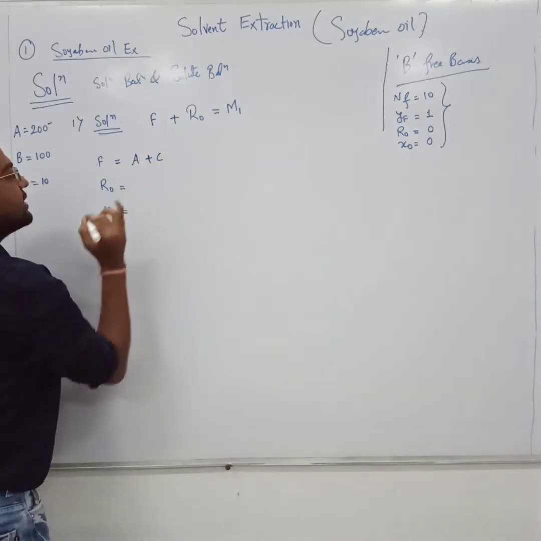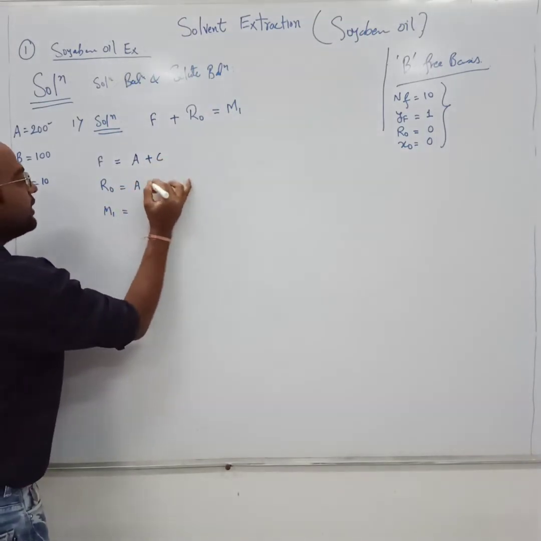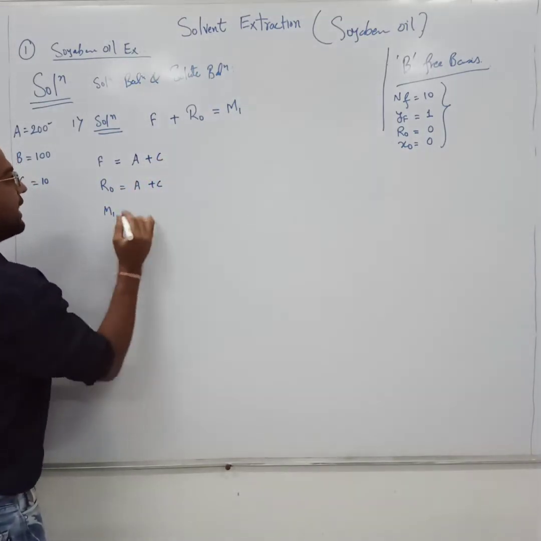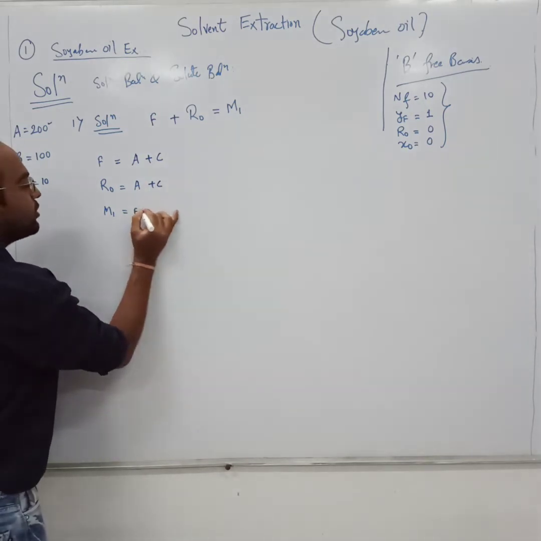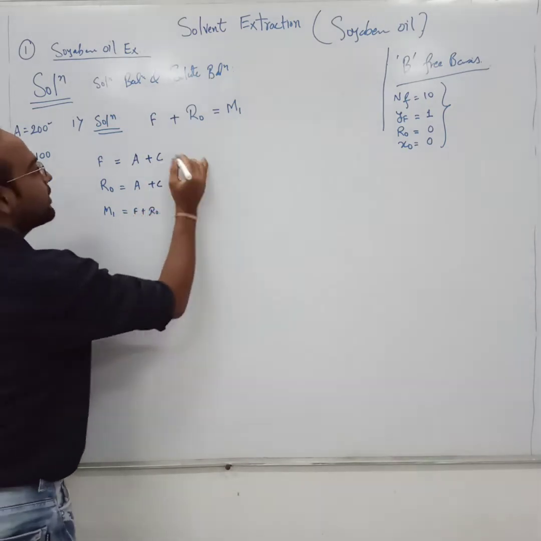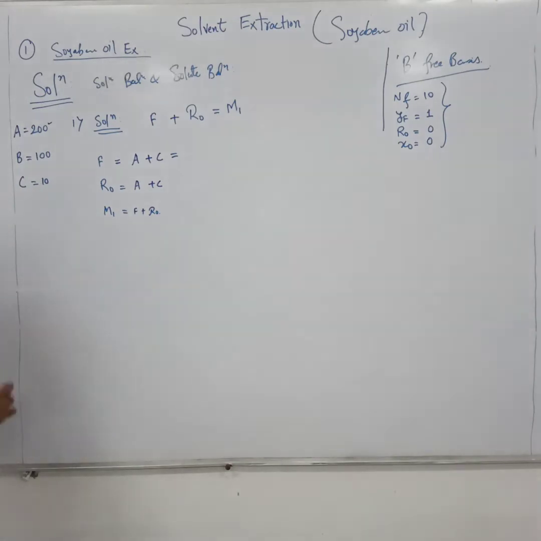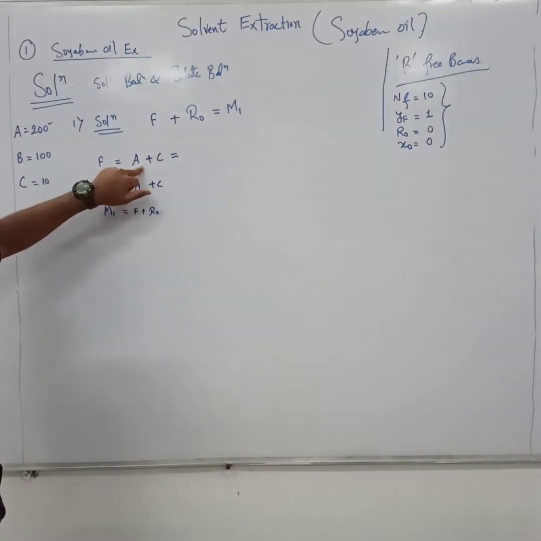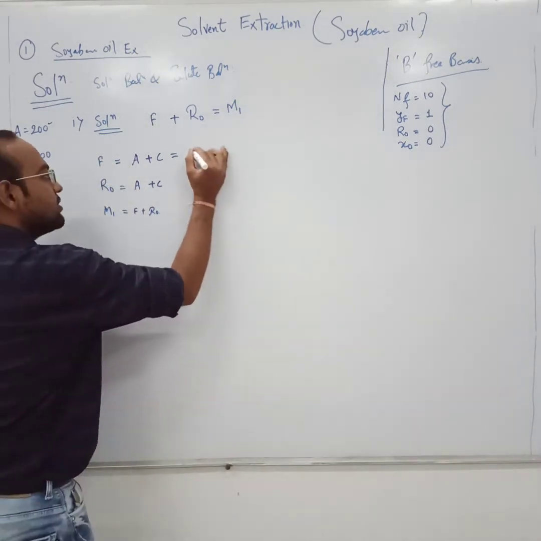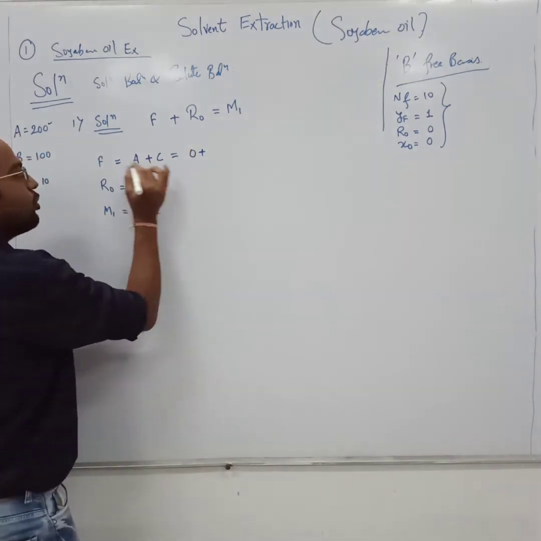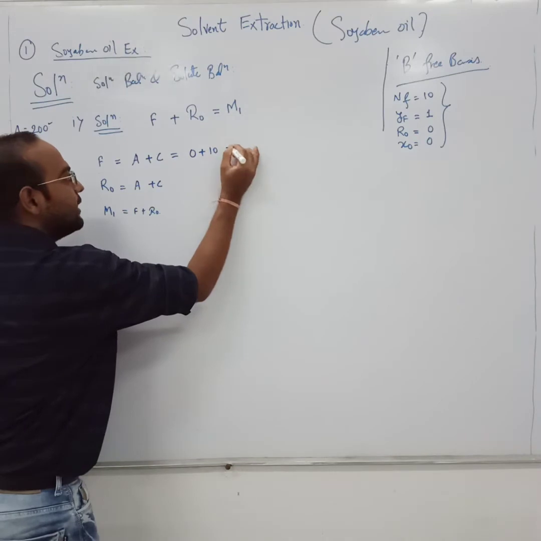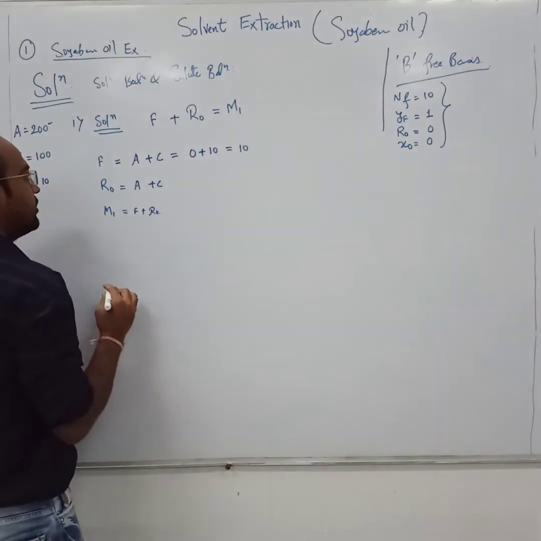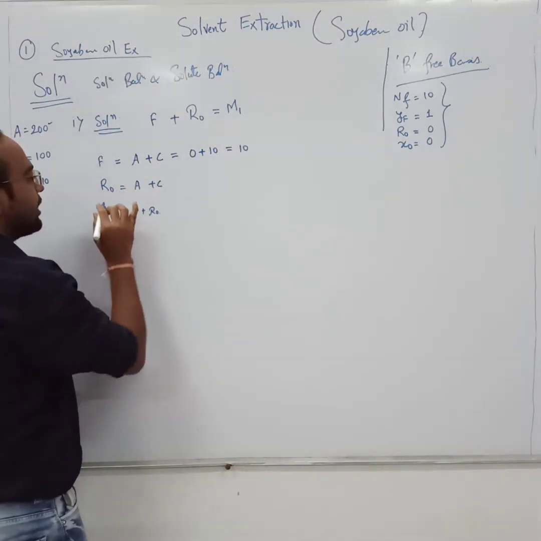F is defined as A plus C. Again, it is defined as A plus C. And M1 is F plus R0, which is already shown. Why A plus C here? F. When we talk about feed, how much solvent is present in our feed? 0. But it contains oil, so it is 10. It becomes 10. Okay.